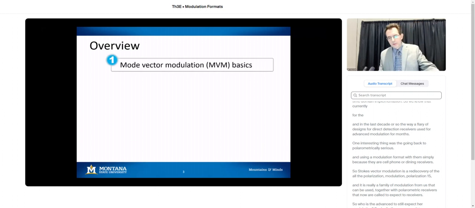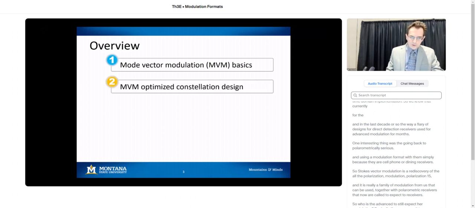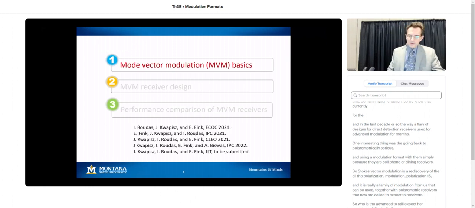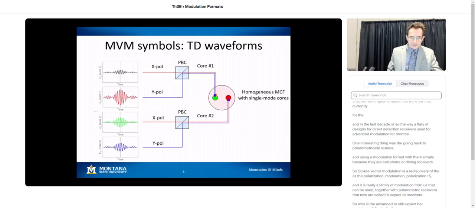In this talk, I'm going to discuss the basics of mode vector modulation for those of you who haven't seen any of my previous talks. Then I'm going to discuss the main topic, which is constellation design. And finally, I'm going to discuss the performance evaluation of mode vector modulation formats and their comparison to conventional modulation formats. I move now to the introduction, which is taken from a number of previous presentations and the paper that we're planning to submit to JLT.